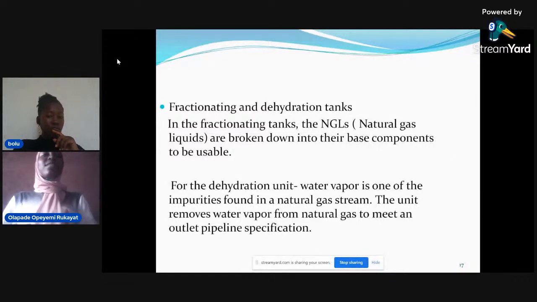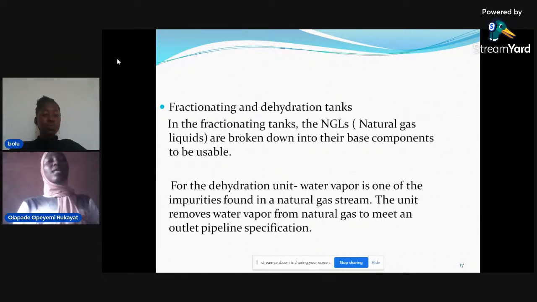So for the dehydration unit, like I said before, water vapor is one of the impurities found in the natural gas stream, so it definitely has to be removed. This unit removes the water vapor from the natural gas in order for it to meet an outlet pipeline specification. When water vapor is removed, it prevents corrosion in the pipeline.